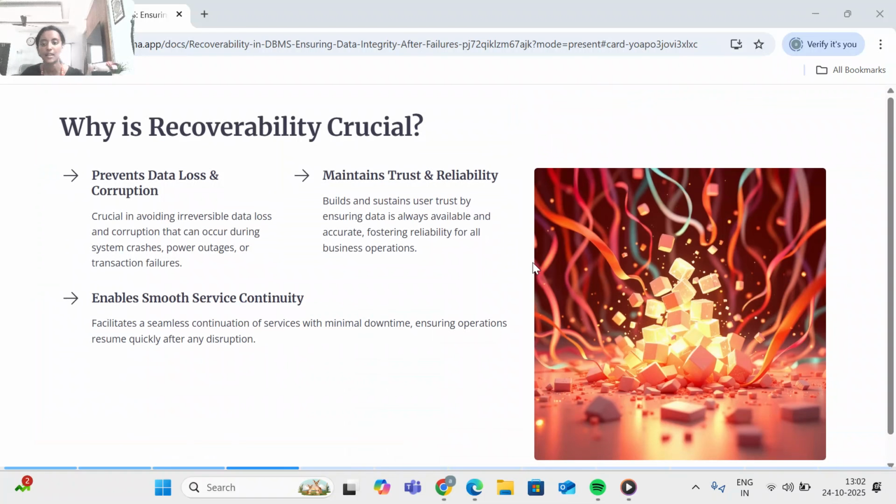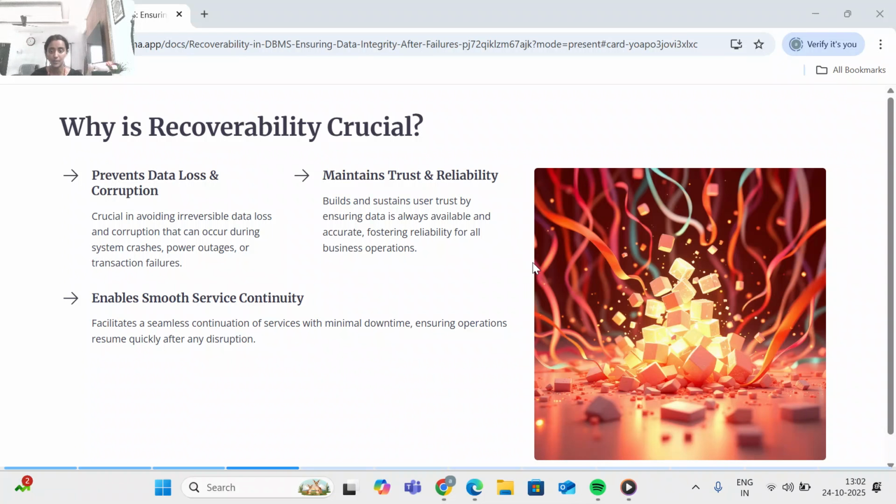Why recoverability is crucial. It prevents data loss and corruption. It maintains trust and reliability. It enables smooth service continuity. Prevents data loss and corruption: crucial in avoiding irreversible data loss and corruption that can occur during system crashes, power outages, or transaction failures.